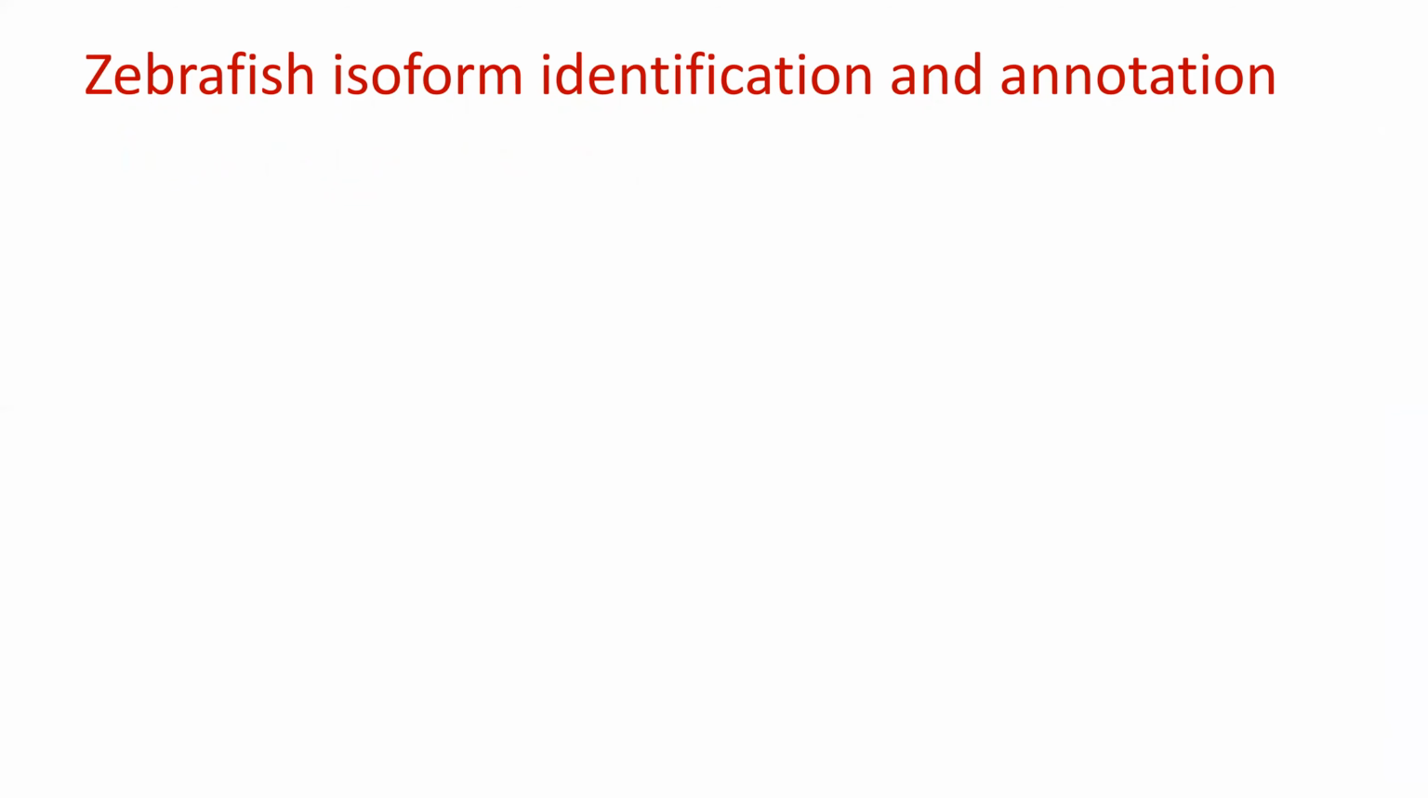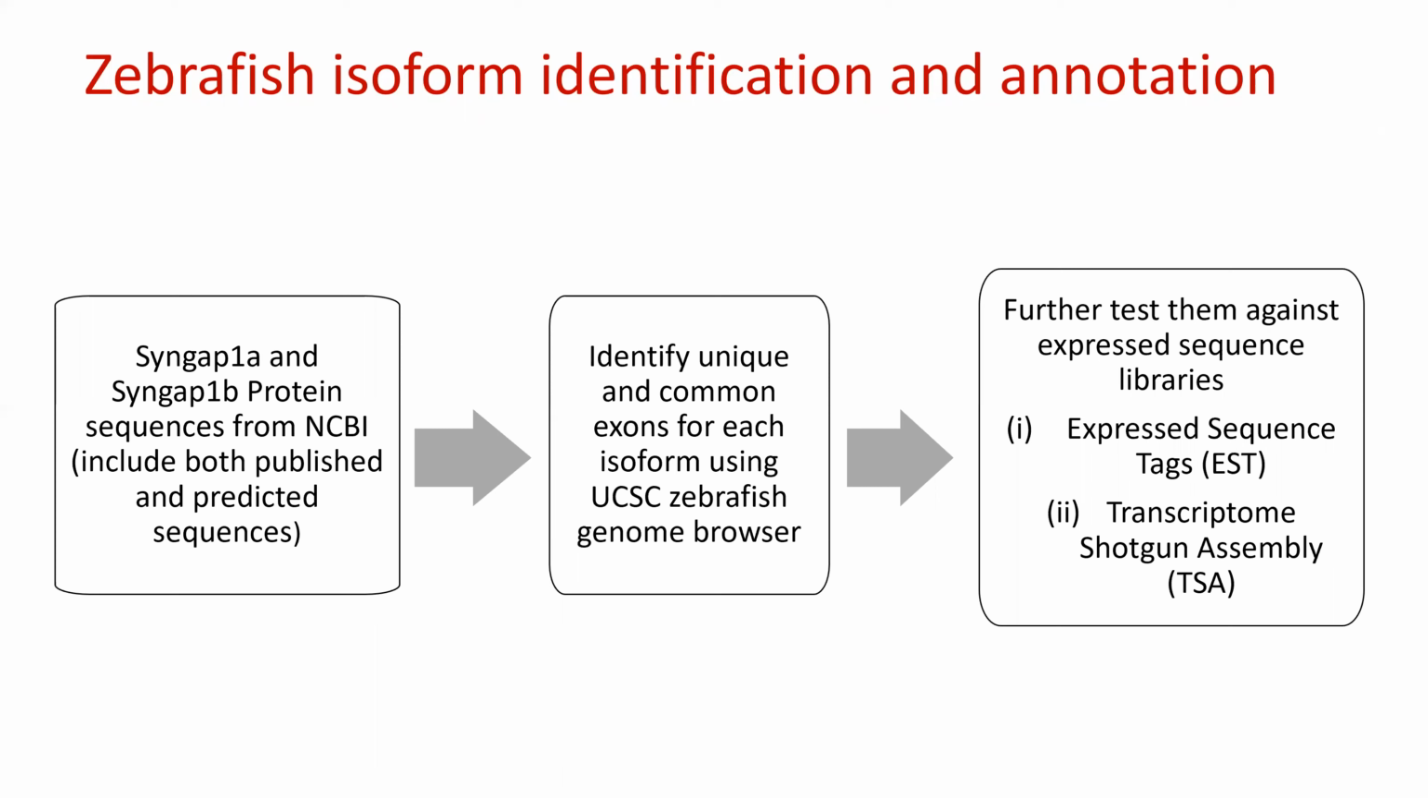A lot of work has been done in the past few years trying to identify different mammalian isoforms and their respective functions. This work inspired me to look at what the zebrafish isoforms are and annotate them. The way that I did it was I obtained zebrafish protein sequences from NCBI. Those included both published and predicted sequences. Then, in order to identify unique and common exons, I used the UCSC zebrafish genome browser to test whether they are expressed in zebrafish. I further tested them using expressed sequence libraries such as ESTs and TSAs.